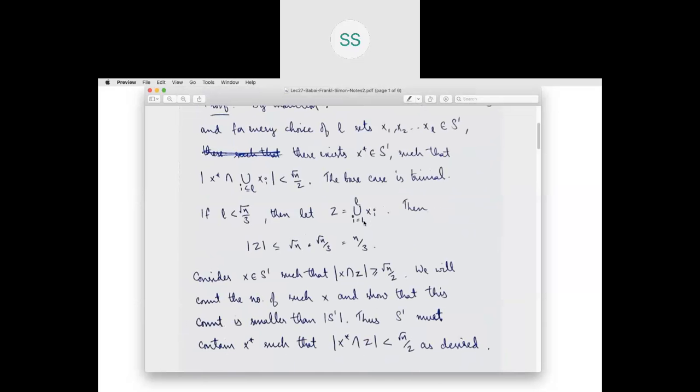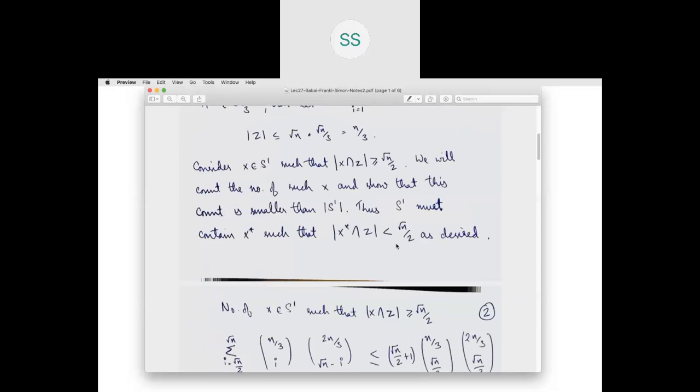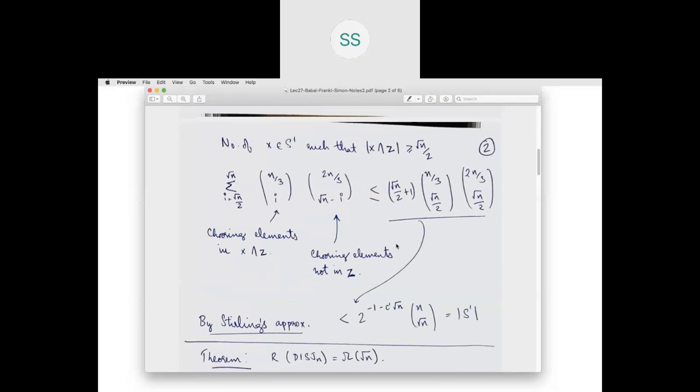So we first choose x1, and then once we have an x1, we can choose x2 because of this. And once we have x1, x2, we can choose x3 because of this. And each time, we will make sure that it intersects with previous elements in strictly less than square root n by 2 locations. And this keeps getting maintained. All we want is that the total number of sets chosen till now is strictly less than square root n by 3. So we can get up to exactly square root n by 3 sets in this way. Okay, so that completes the proof of the claim.